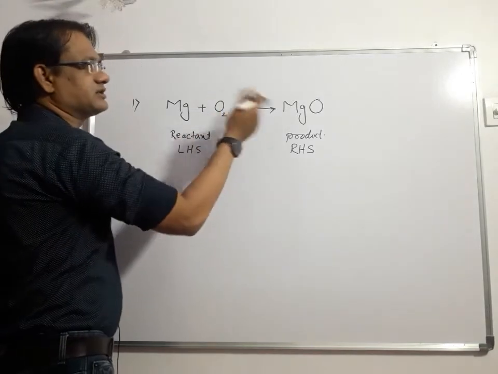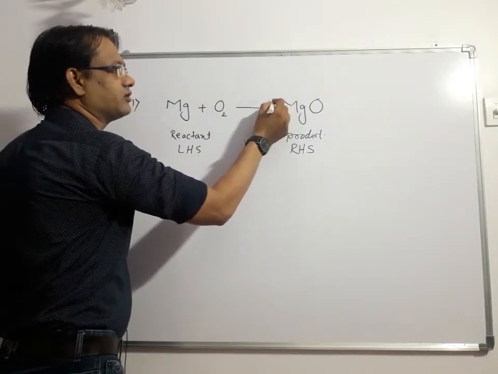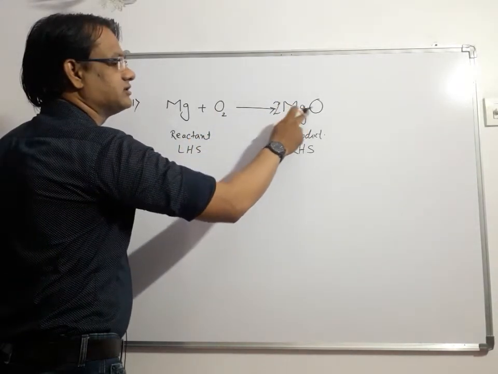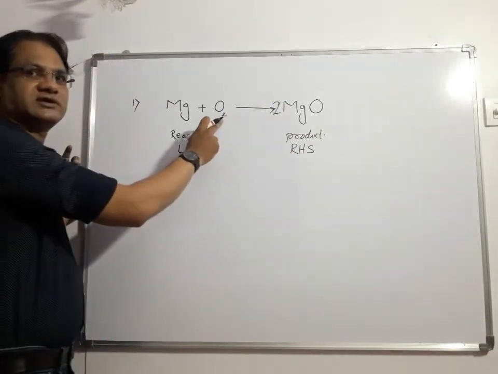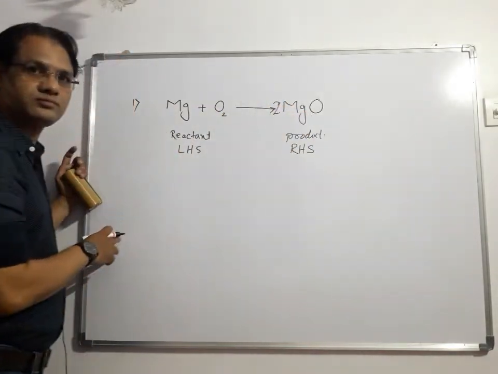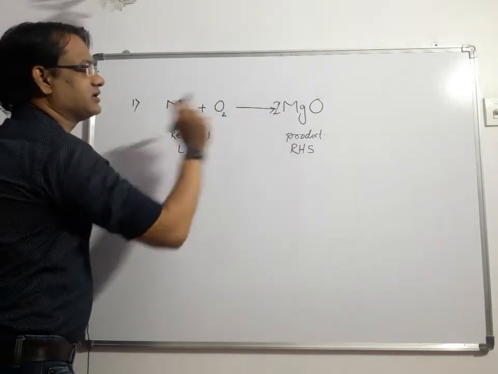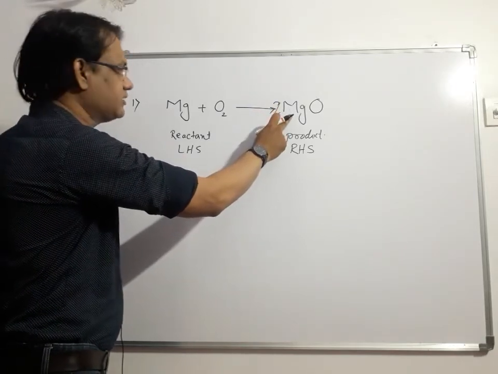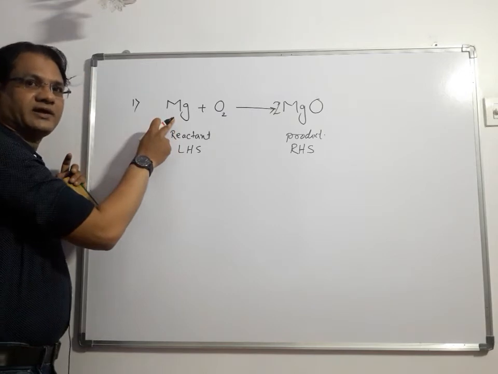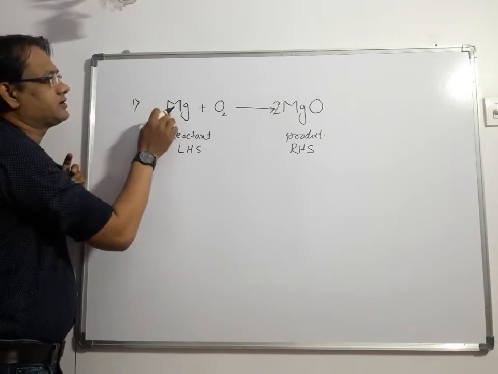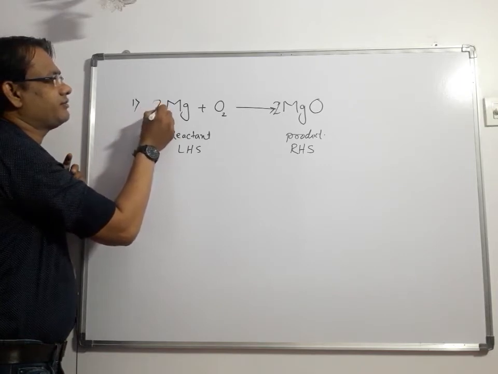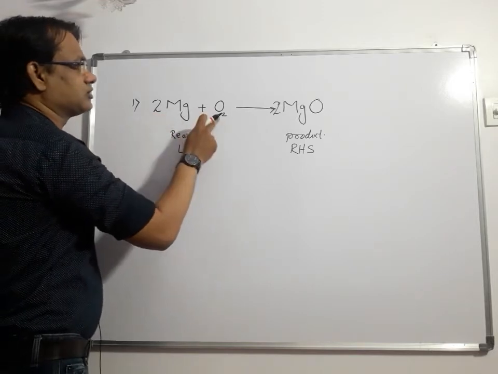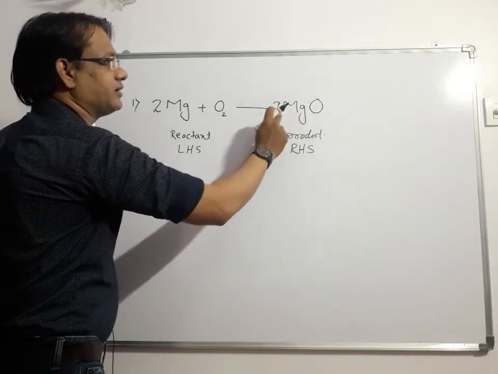So if I want to make it the same, I have to put 2 in front of this magnesium oxide. Now the quantity of oxygen on the product side will become 2, and here also 2 oxygens are there. It means oxygen is balanced now. The remaining thing is magnesium. If I see here, there are 2 magnesium atoms, and here only one magnesium atom. So I will put 2 in front of magnesium. Now this becomes 2 magnesium, 2 oxygen, and in the product 2 magnesium and 2 oxygens are there.